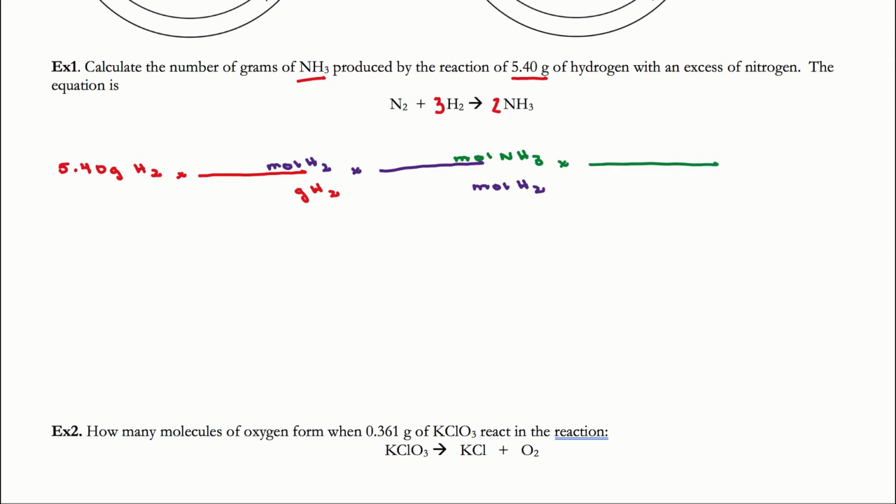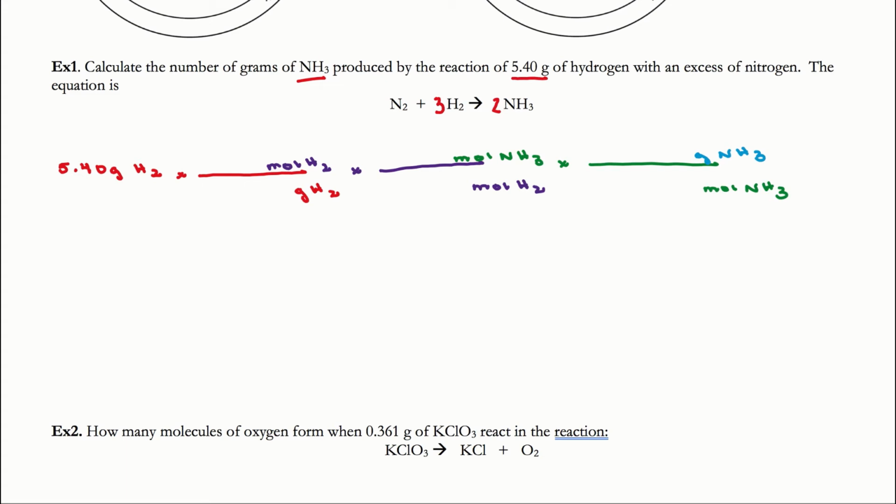Now, I don't want to stay in moles of NH3 because I want to know my grams of NH3. So I'm going to put grams of NH3 up top. Notice the only really new thing here is the fact that I can use a mole-to-mole ratio. This gram-to-mole conversion and mole-to-gram conversion is not new.